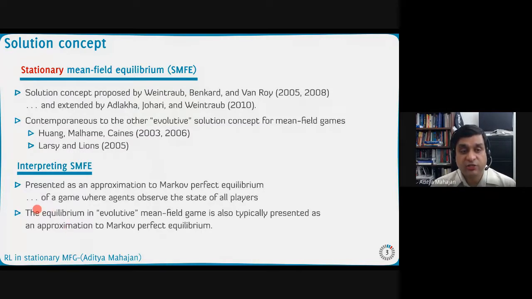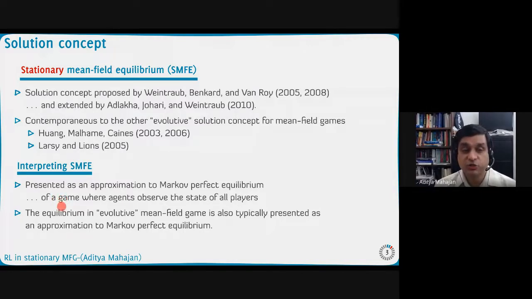So traditionally in the literature, the way to interpret stationary mean field equilibrium is that it is presented as an approximation to Markov perfect equilibrium. So one imagines a scenario where we have a game where agents observe the state of all players. And in that game, due to complexity reasons, agents may decide to play a strategy which only depends on their own local state. And it's typically shown that looking into this restrictive class of strategies only leads to an epsilon loss in optimality. So one can get epsilon Nash guarantees for looking at these types of equilibrium concept.